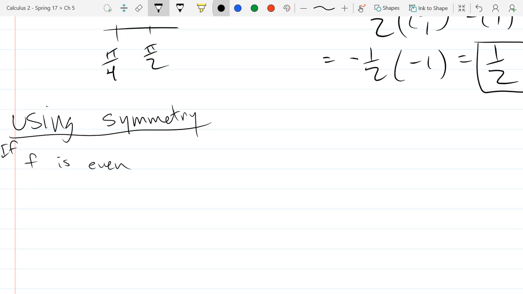So if f is even, that means f of negative x equals f of regular x, and that means y-axis symmetry. So that means whatever happens on one side of the y-axis happens on the other, so you could flip it around.